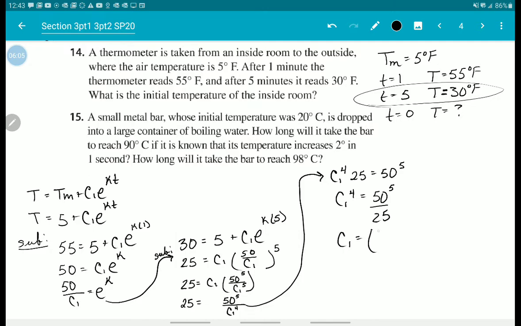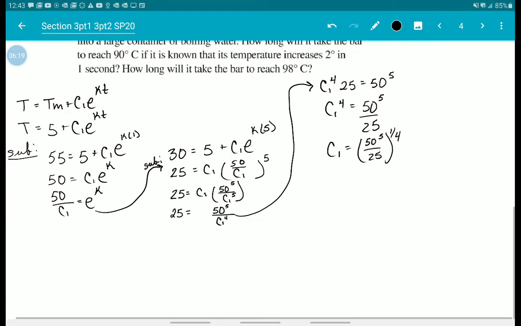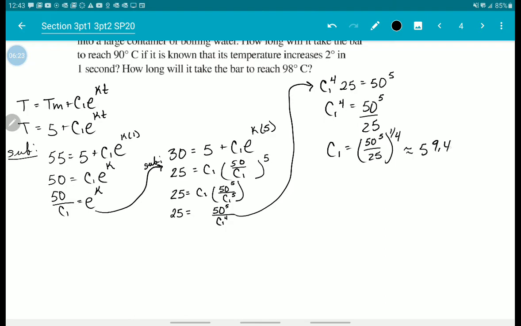And if I take everything to the 1/4 power, I get that guy. So that's my exact value. Just if you're curious about the decimal approximation, it is 59.4604. I would still use your store feature to store that value.